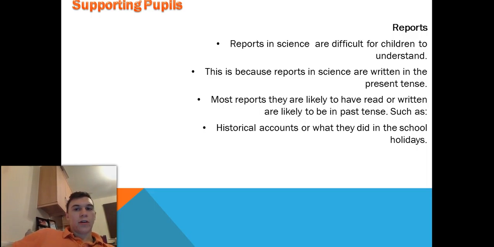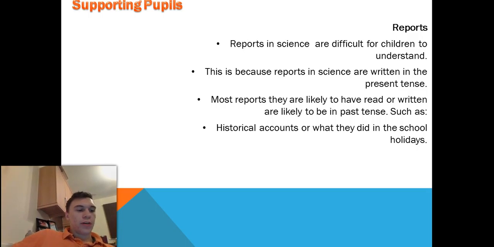Reports. Reports in science are difficult for children to understand. This is because they are in written forms that are in present tense, which is unfamiliar to them as they are used to writing things about what happened in the past, for example historical accounts of what they did in the school holidays. Therefore, asking children to write about parts of the heart, for example, will be difficult.